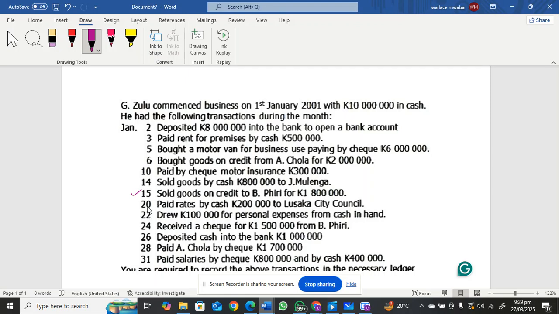Okay, we move to the next one. Paid rates by cash 200,000 to Lusaka City Council. All right, colleagues, you tell us the type of transaction. Because remember, as you are explaining, consider your colleagues so that they can also understand. So anyone to give this one a try? Paid rates by cash 200,000 to Lusaka City Council.